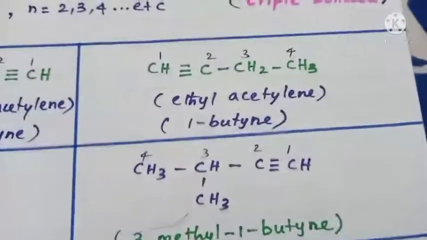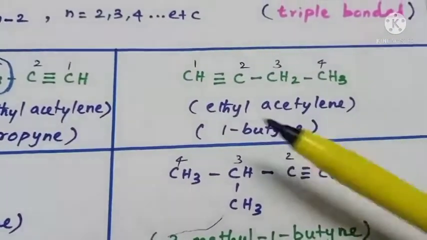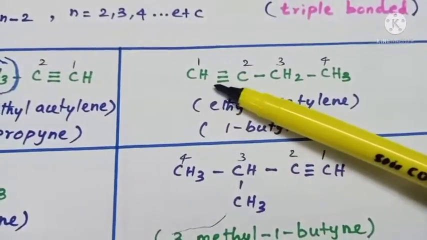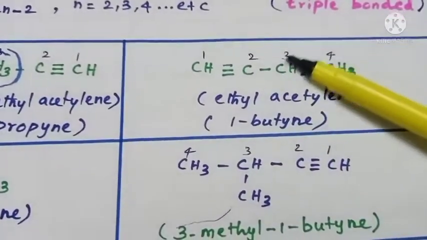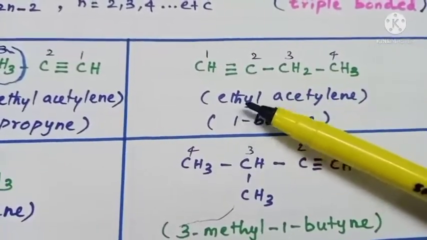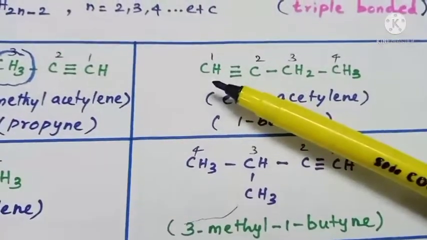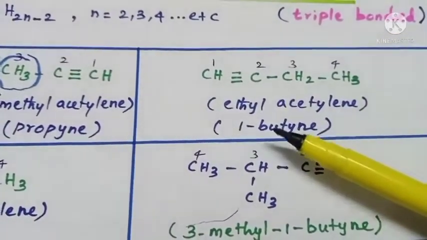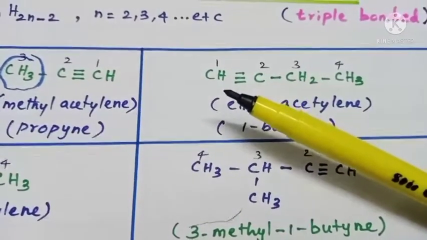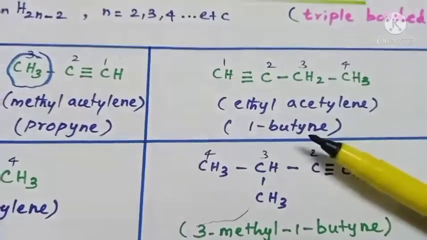Look at the next compound, a 4 carbon derivative. The CH triple bond CH portion is the acetylene portion. Then there is an ethyl group, so it is called ethyl acetylene, the common name. For the IUPAC name, total carbon is 4, so it is a butyne derivative. While giving numbers, the triple bond gets the least number 1, so it's called 1-butyne.